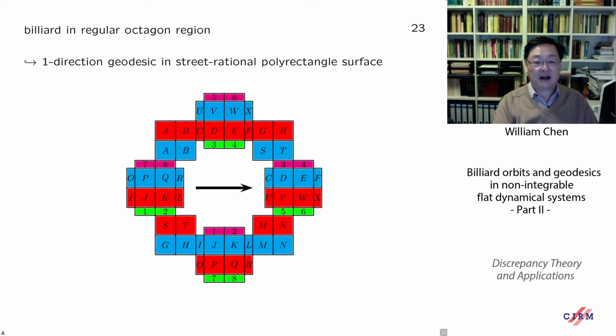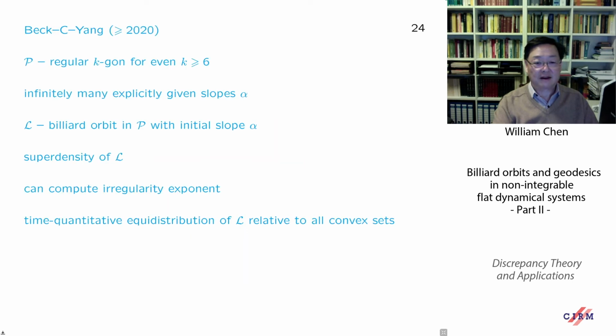What does this tell us? That tells us that by playing billiard in the regular k-gon for k greater than or equal to 6, we have superdensity, we can compute the irregularity exponent, and we have time quantitative equal distribution.